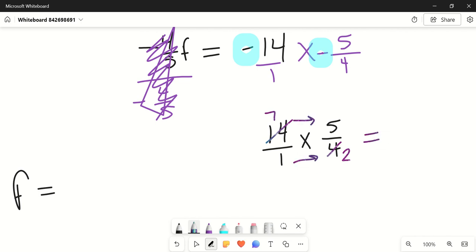What's 7 times 5, everybody? Can we stop yelling random numbers? 7 times 5 is? Over 1 times 2 is? This is known as a? So I cannot leave that as my answer. F cannot equal 35 over 2. So I have to do what, ladies and gentlemen? Okay. Simplify by doing what? Dividing. Dividing what by what?